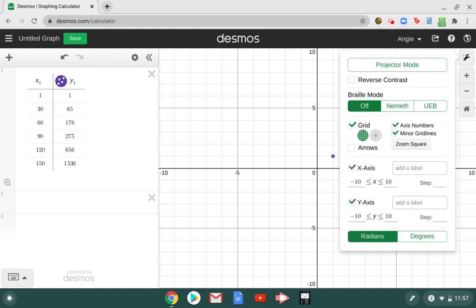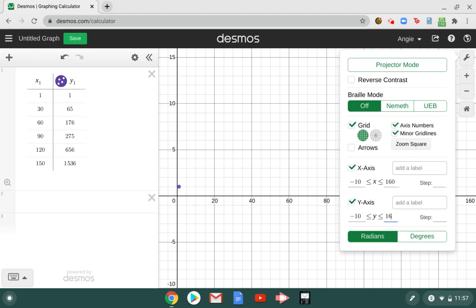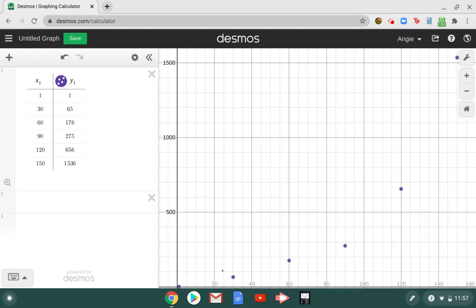So in your graph settings, you want your X-axis range to reflect what you've got. -10, it's nice to have a little bit of room below your data. So -10 is a good place to start, but we need to go up to 150. So let's go ahead and show the X's through 160. For the Y's, again, a little bit negative is fine, but I want to show the Y's up to 1536. So let's go up to 1600. Okay, now your graph will look like mine. Take a look, it's curved. It's actually exponential growth and it's concave up. This is a very, very common growth model for a virus.